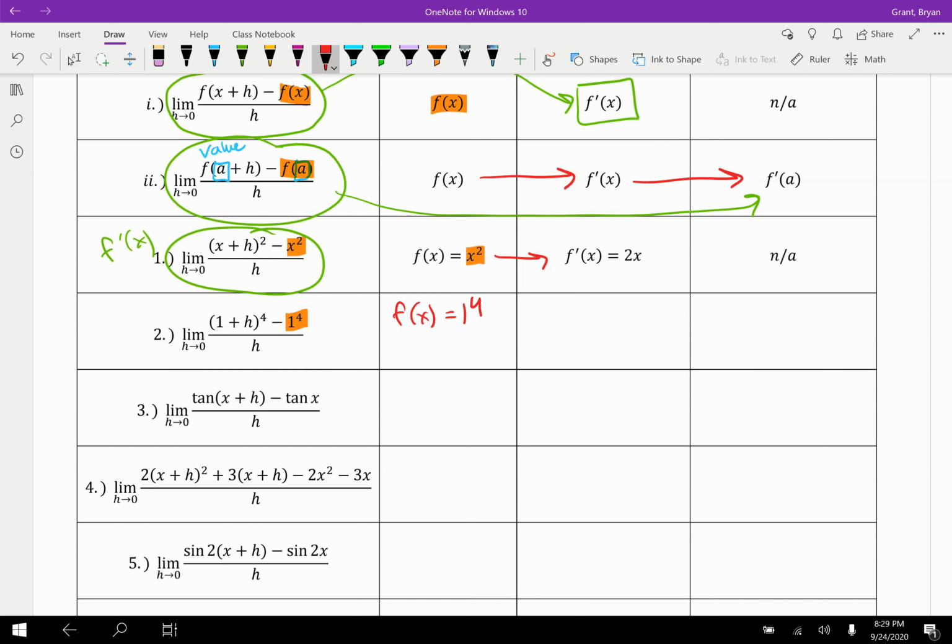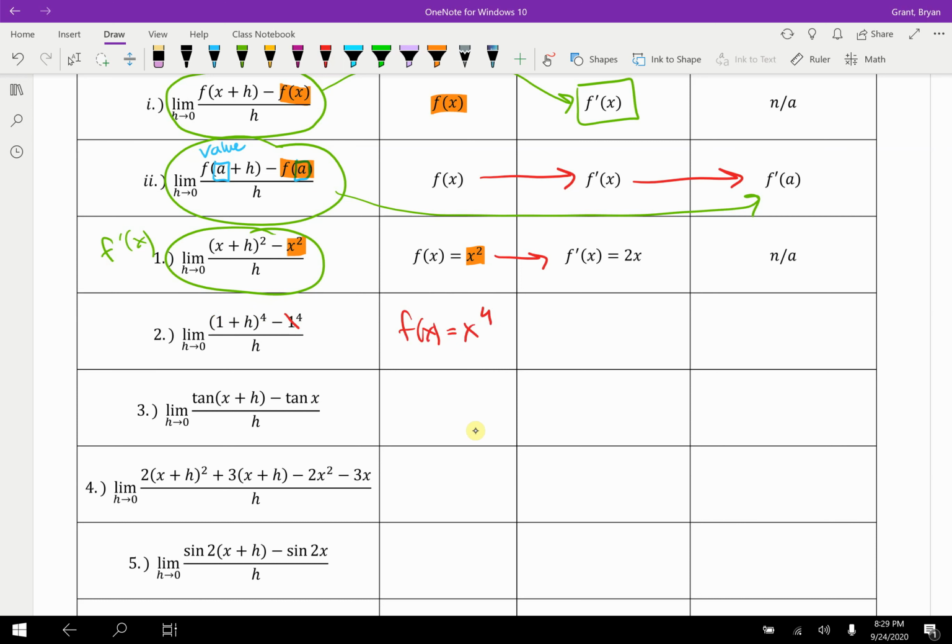No, that's not the function, right? They've replaced x with a value. So it might help you to think of what this would look like if x was plugged in for that constant, right? And that constant you can see inside the parentheses. This is the function on the outside. Well, this is going to let us see that our function is x to the 4th.